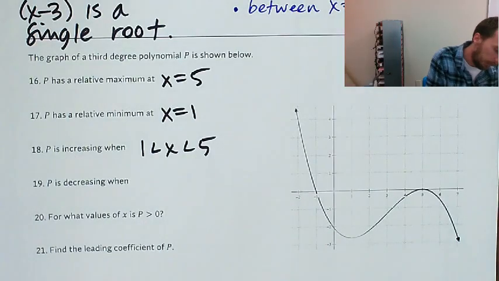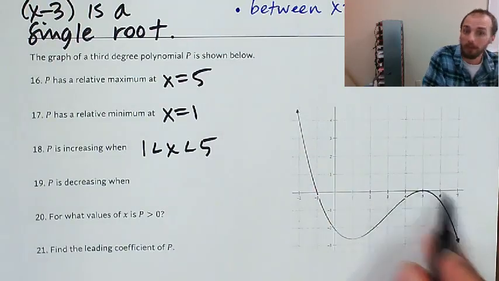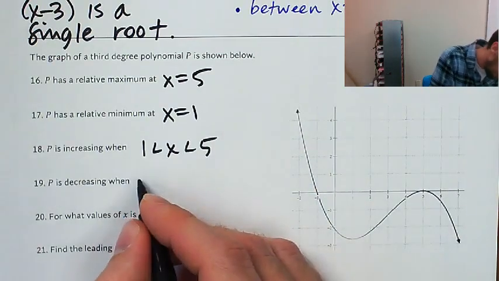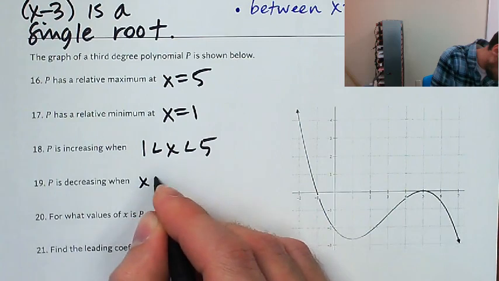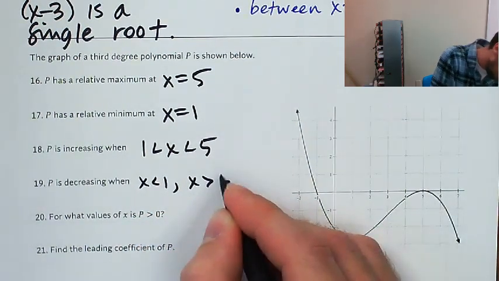P is decreasing when x is less than positive 1. Moving left to right, it's going down here and also going down there. So x is less than 1, and also x is greater than 5.